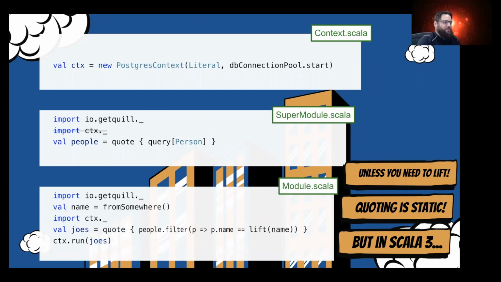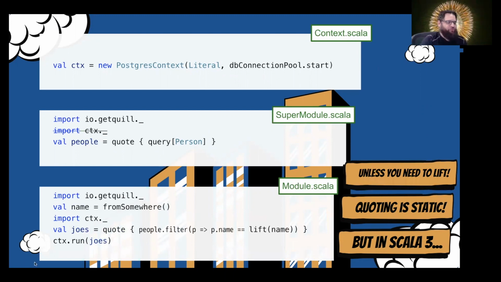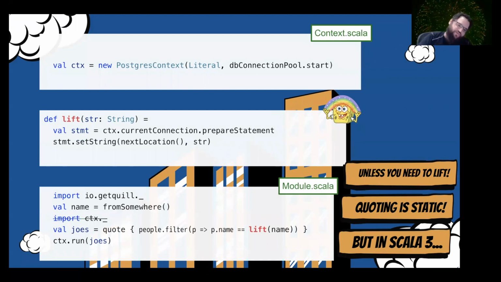However, you do need a context, and sorry, this is actually a mistake. Run is not possible to do in here. You do need a context to be able to run queries, and you also need a context in order to be able to lift. The reason that you need a context to be able to lift external variables is, well, you can imagine lift works something like this. It doesn't.